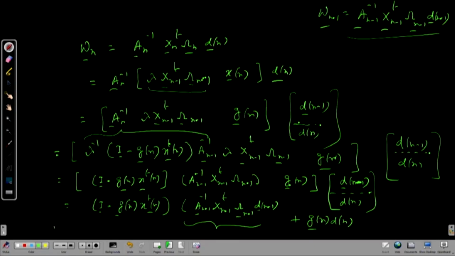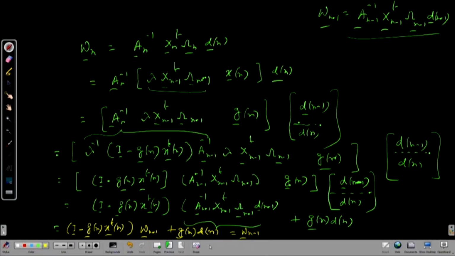So, this is, let me write using different ink, I minus g n times W n minus 1 plus g n d n. d n is a scalar, d n is a vector. This is a matrix, matrix into column vector. Now, this g n, so I into W n minus 1, I is an identity matrix, that into W n minus 1 is W n minus 1.